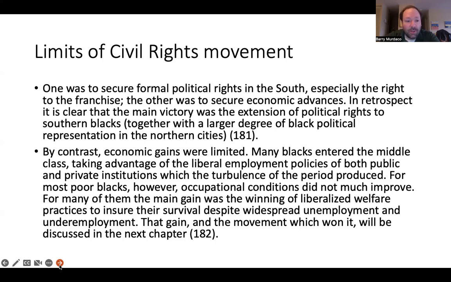Many blacks entered the middle class, taking advantage of the liberal employment policies of both public and private institutions, which the turbulence of the period produced. For most poor blacks, however, occupational conditions did not much improve. For many of them, the main gain was the winning of liberalized welfare practices to ensure their survival despite widespread unemployment and underemployment. That gain and the movement which won it will be discussed in the next chapter, which you could read. They themselves were important organizers in the welfare rights movement in the 1960s as well. But this is written in the late 1970s.